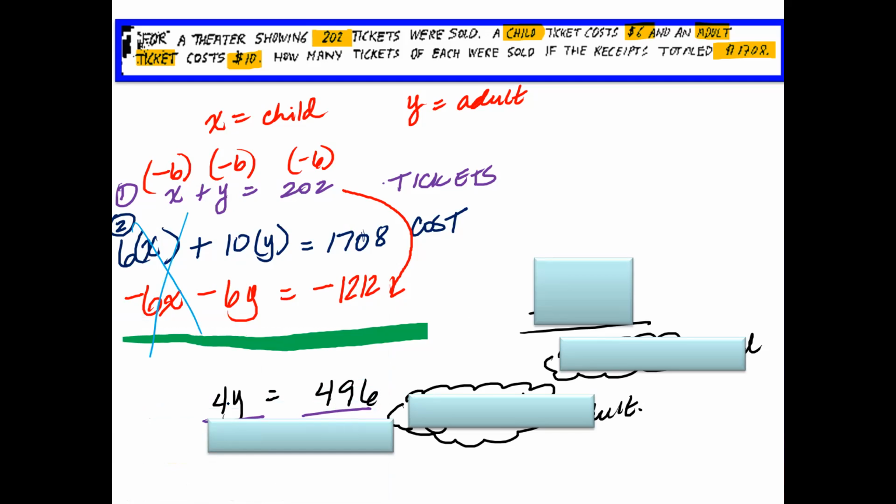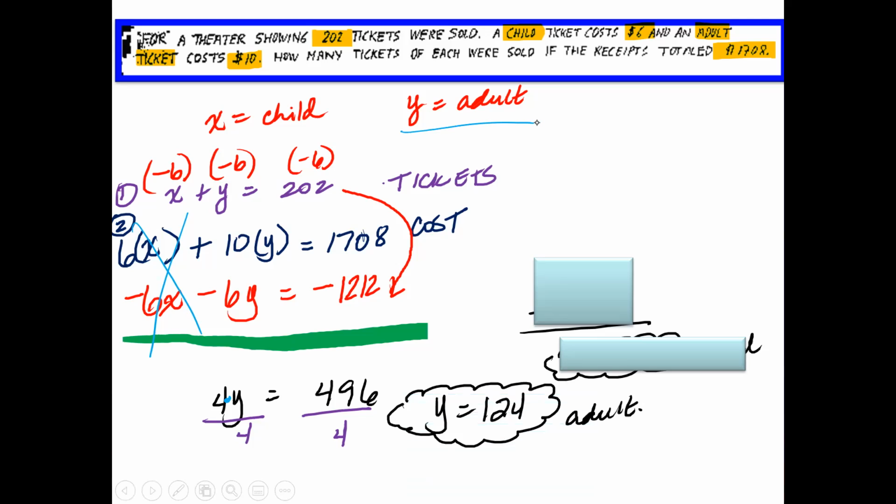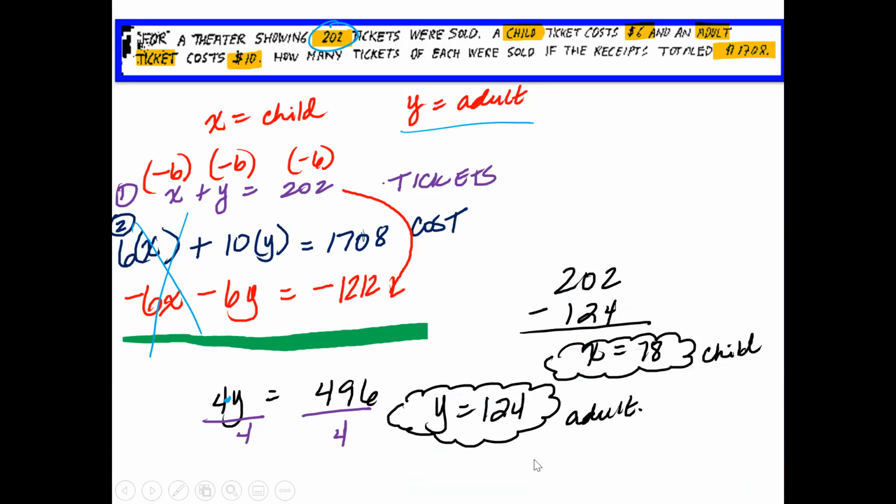Now keep in mind that this is 4 times y, so the opposite of times will be divide. So then the number of y, which are adult tickets, is going to be 124. Now you know there are a total of 202 tickets. So if 124 are adult tickets, then how many kids' tickets were sold? So just take 202 minus 124, which will give you 78 children's tickets.